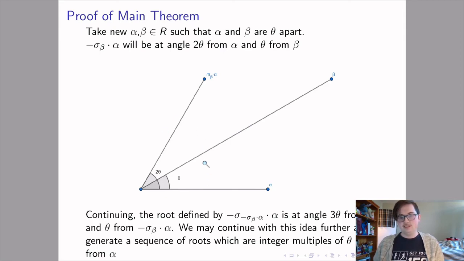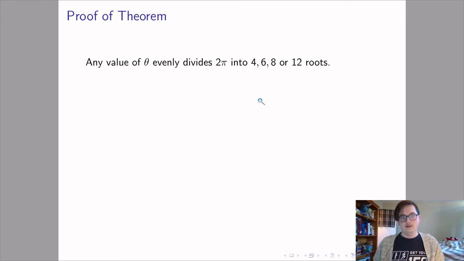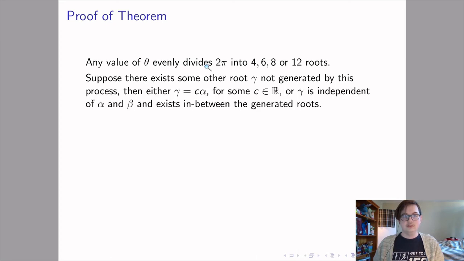Okay, and we can actually define a process like this where we sort of iteratively jump over the new roots we create. So if we reflect alpha over this new line, we'll create a new root that's at an angle 3 times theta from alpha. And we can continue that idea over and over again until you generate a sequence of roots which are integer multiples of theta away from alpha. Okay, but we can see that any value of theta evenly divides 2 pi into 4, 6, 8, or 12 roots. Okay, so what that means is that as we generate those integer multiples of theta, we're going to wrap around.